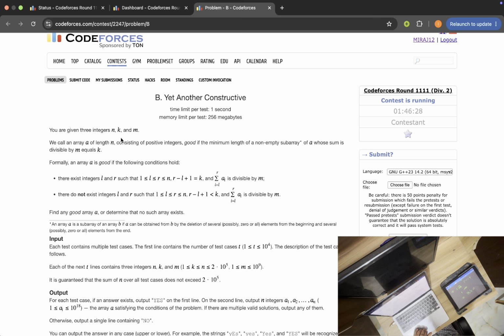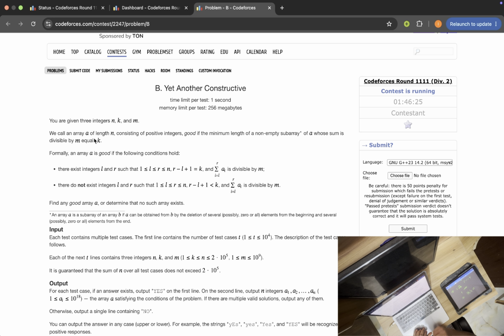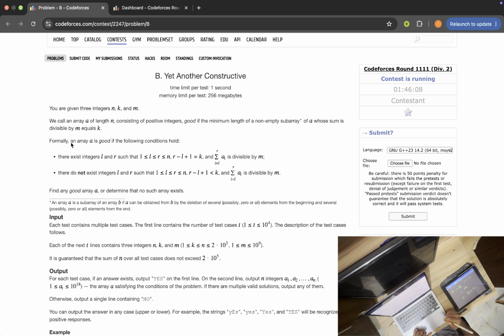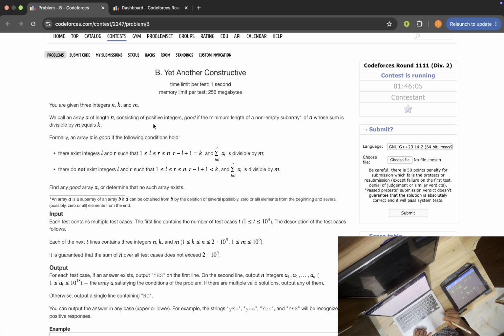You are given three integers n, k, m. We call an array a of length n consisting of positive integers good if the minimum length of a non-empty subarray of a whose sum is divisible by m is equal to k. Nice. Okay.